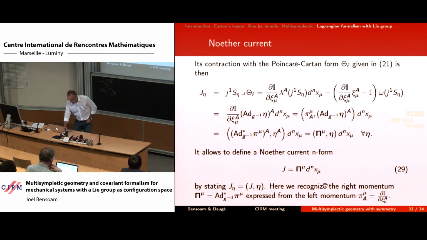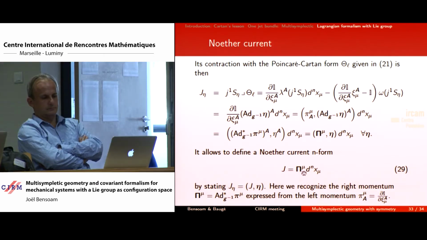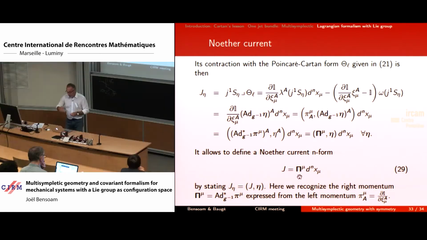And the result is that if you have in this left invariant configuration space for this part, then you will have right symmetric fields that leave the system invariant. And the moment map is simply the momenta associated to the right velocity.